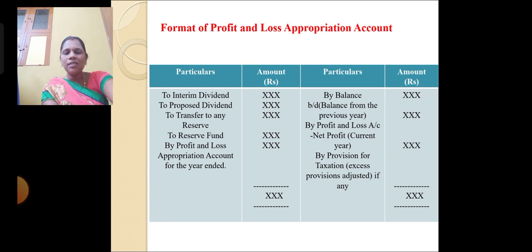And then next we discuss what items are credited in the profit and loss appropriation account: by balance brought down, that is the balance of the previous year; by profit and loss, that is the net profit of the current year; by provision for taxation, if any excess amount is adjusted; and any amount given in the problem. These will be posted on the credit side of the profit and loss appropriation account.